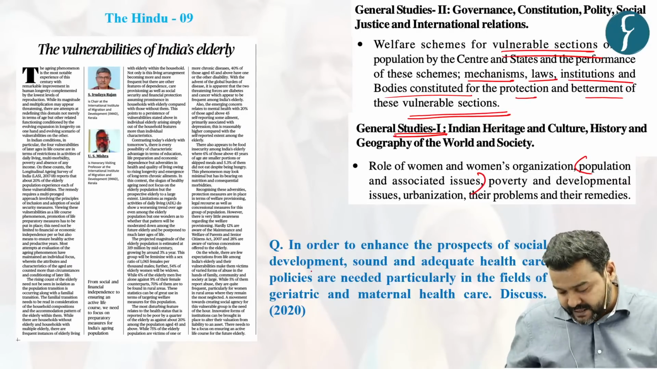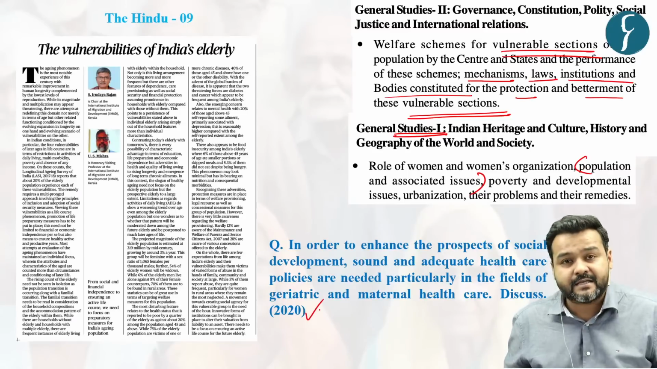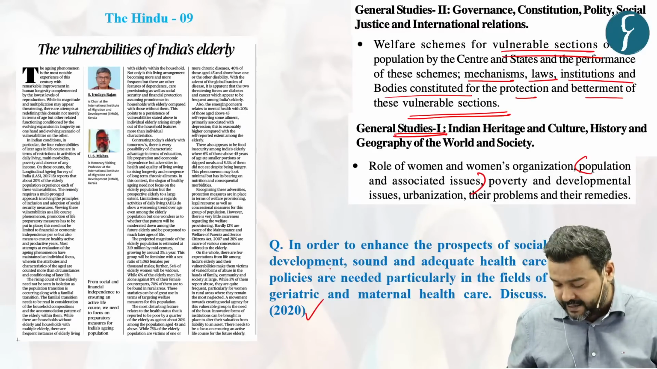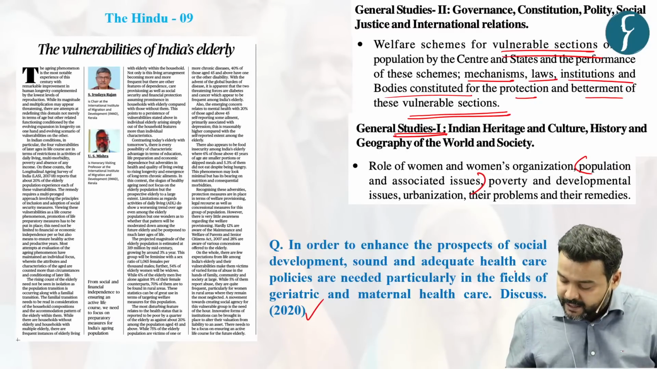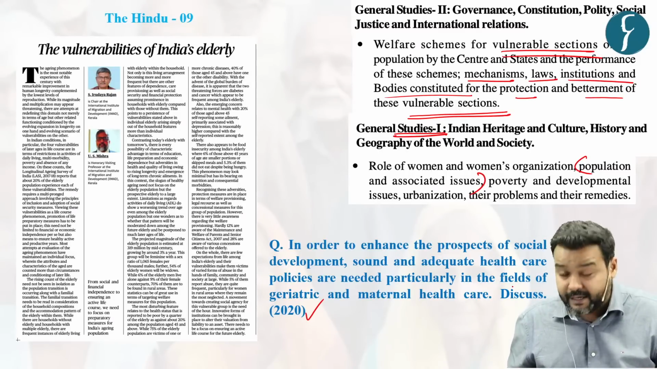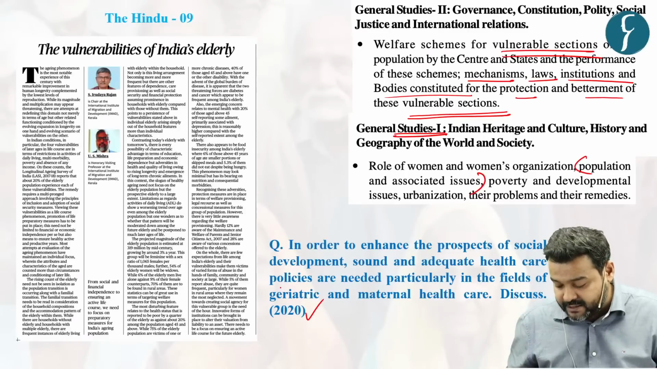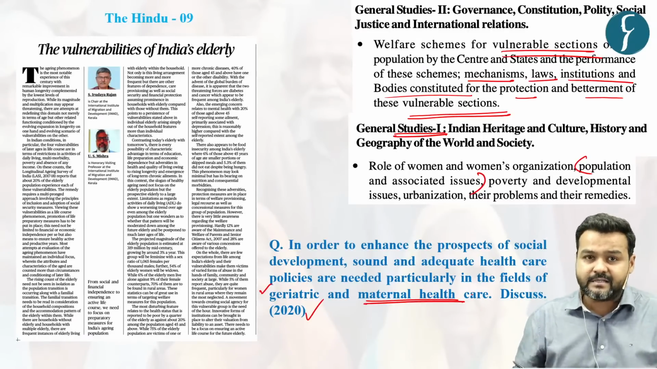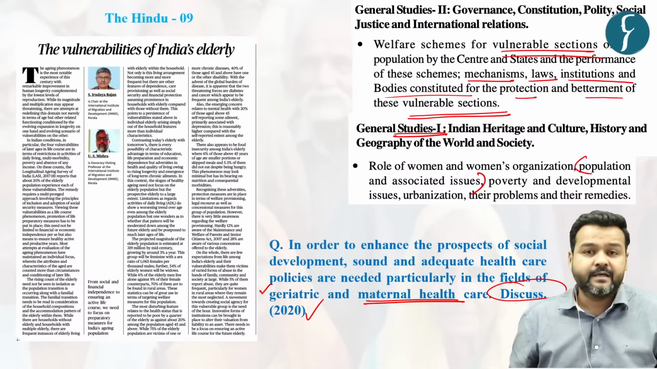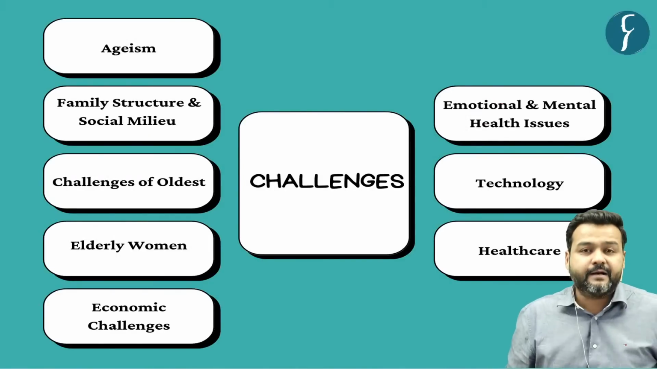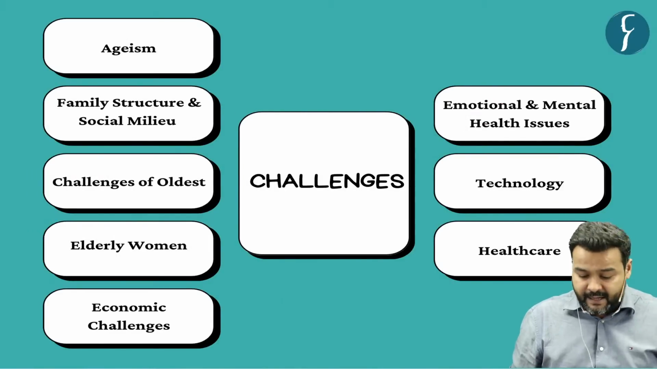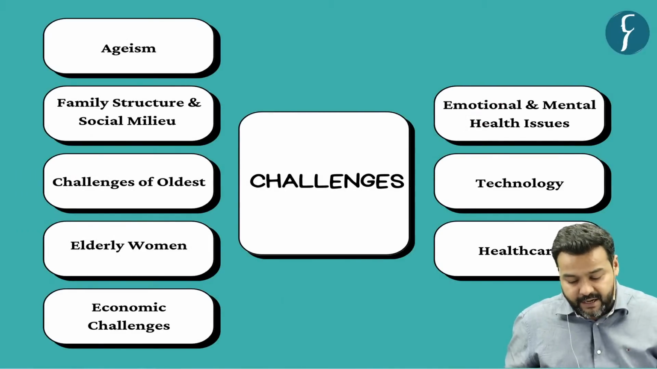Further, if you will see in 2020, UPSC has asked a question based on this topic, that in order to enhance the prospect of social development, sound and adequate healthcare policies are needed, particularly in the fields of geriatric and maternal health. So, elderlies and maternal health. And they have asked you to discuss this. So, let us begin our discussion with taking up the challenges faced by the elderly population in India.